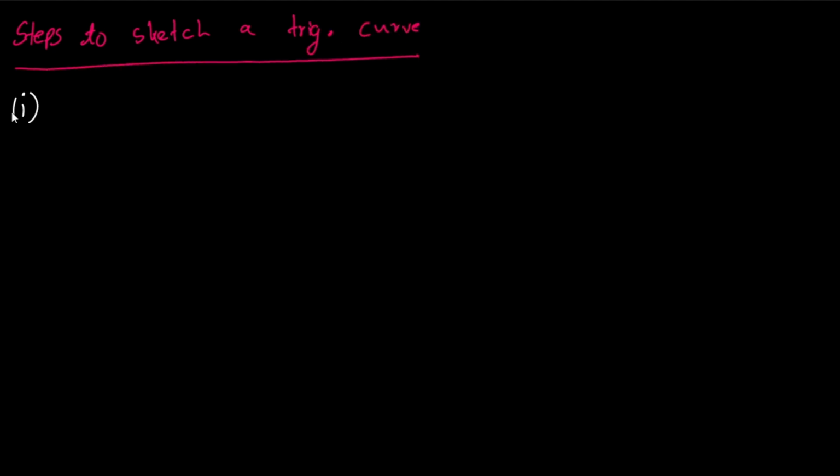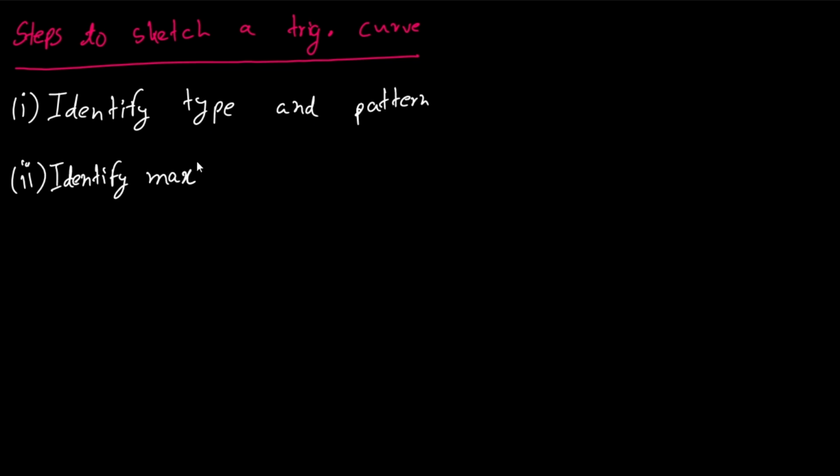Now let us move on to the following steps you should consider while sketching a trigonometric graph. Identify the type and pattern of the graph. Is it a sine curve? Is it a cos curve? Or is it a tan curve? Then you want to identify the maximum and minimum points by including the amplitude and vertical shift.